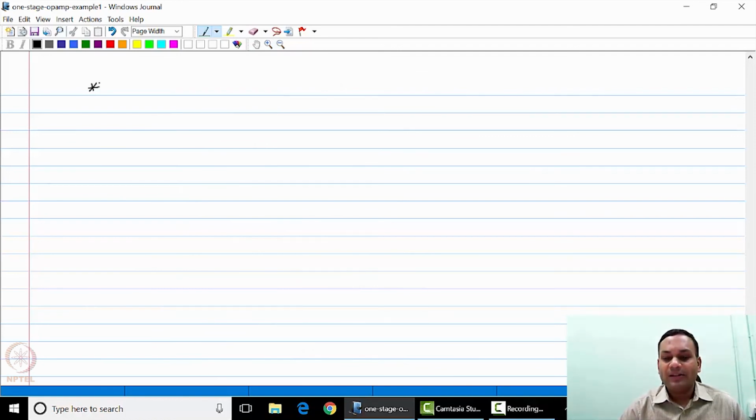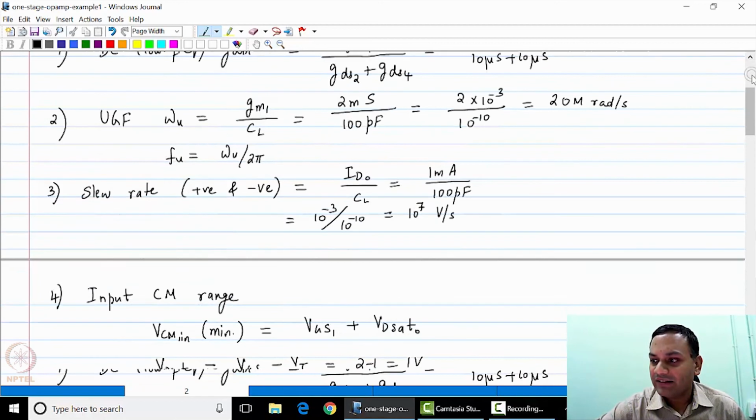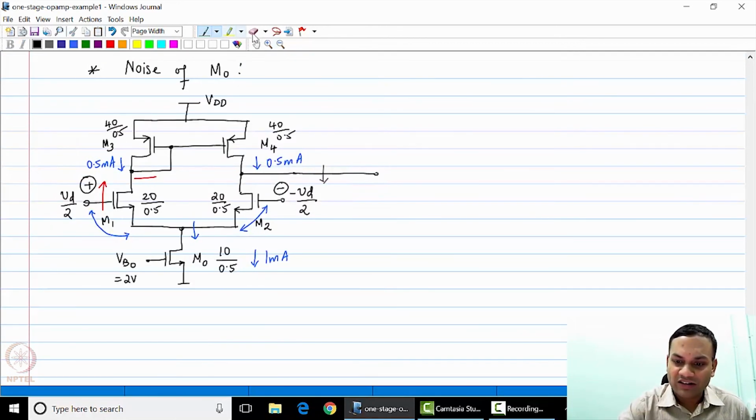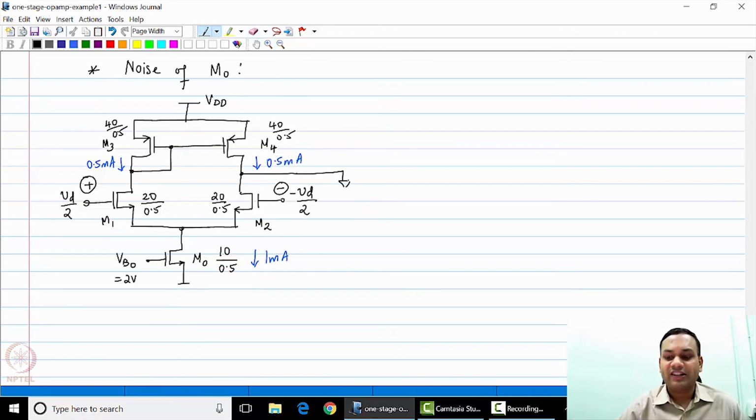Last but not least, we need to look at what happens to the noise of M0, because that has not been covered so far. So let us briefly look at that. So this is the noise of the current source transistor. In this particular case, let's assume that the output is short circuited to ground, so that you are trying to find out the short circuit current.